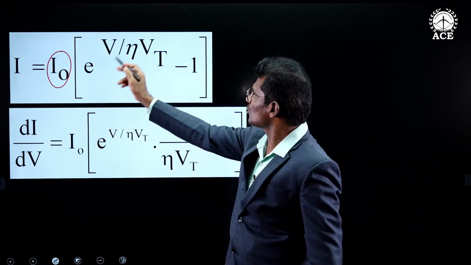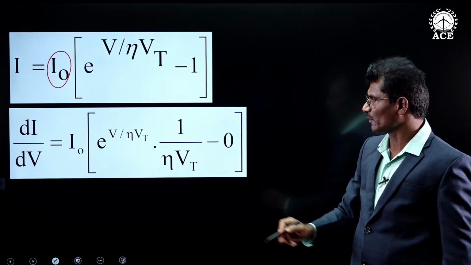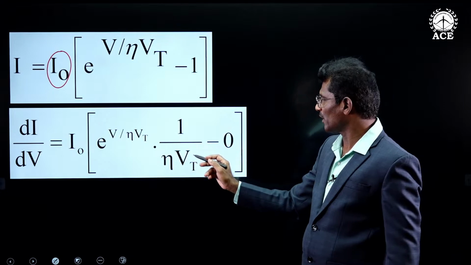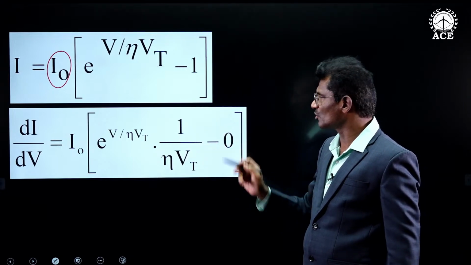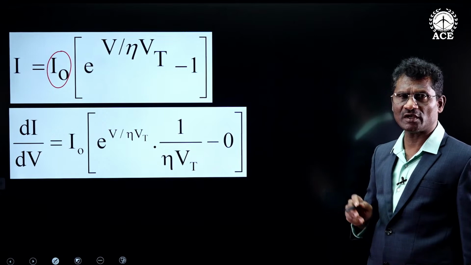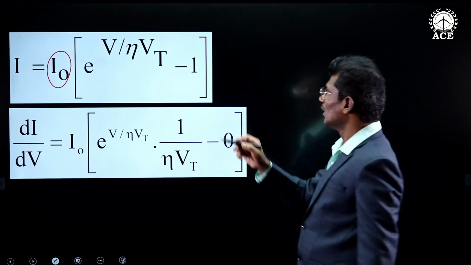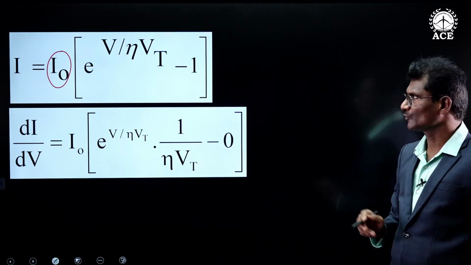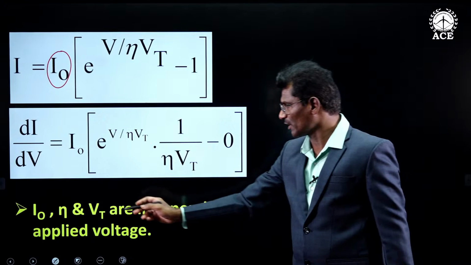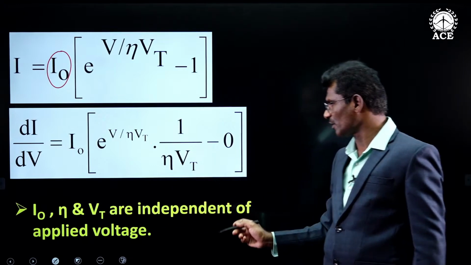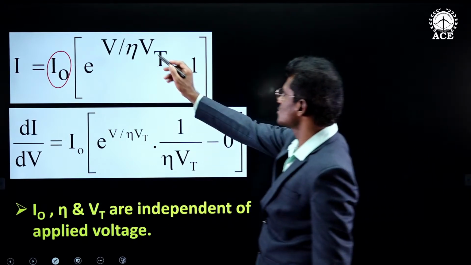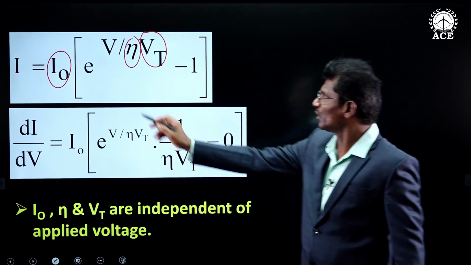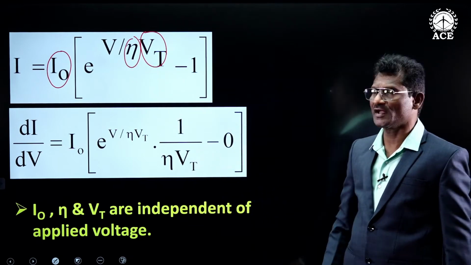d by dV of e to the power of V by eta Vt will come out as e to the power of V by eta Vt into 1 by eta Vt into dV by dV, where dV by dV is 1. And this is a constant. Derivative of a constant will come out as 0. So that's what I said earlier. I naught, eta and Vt are independent of applied voltage. Only this becomes dV by dV as 1.